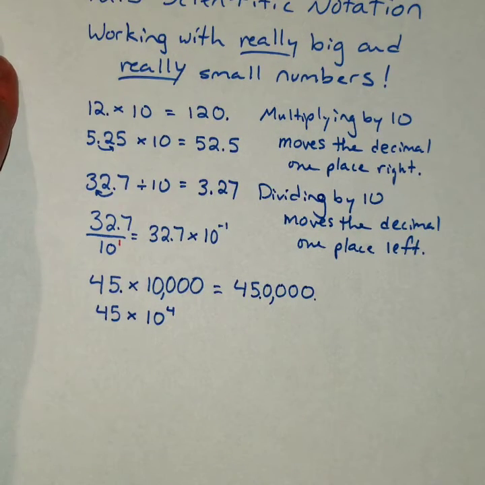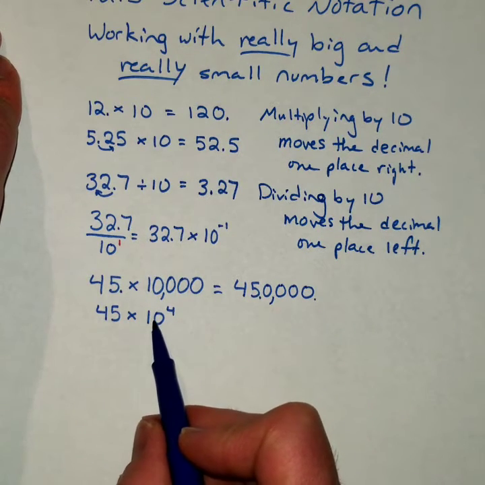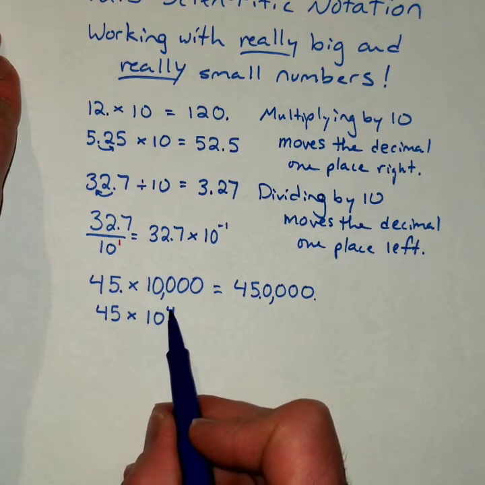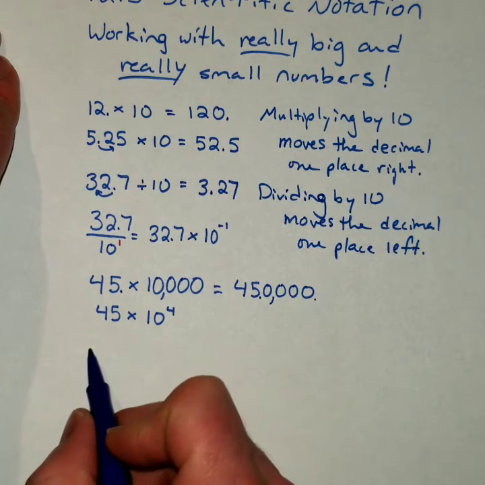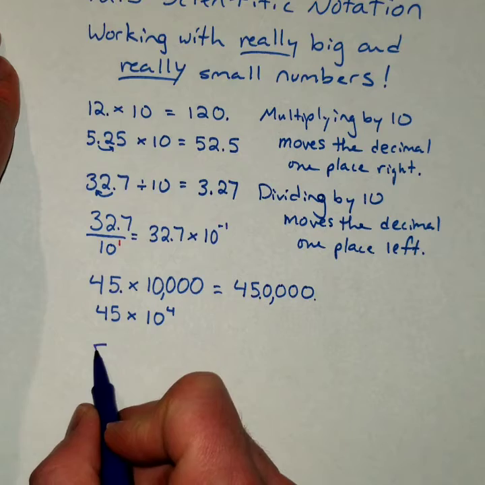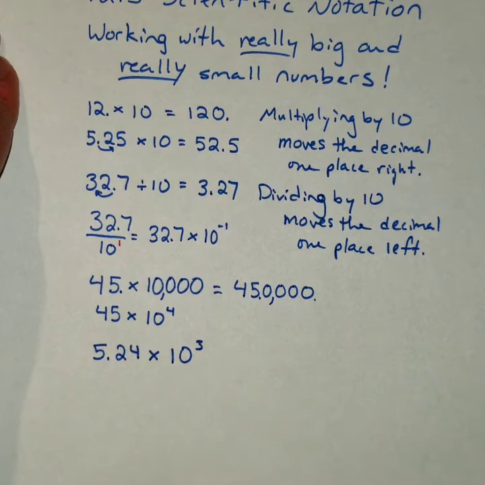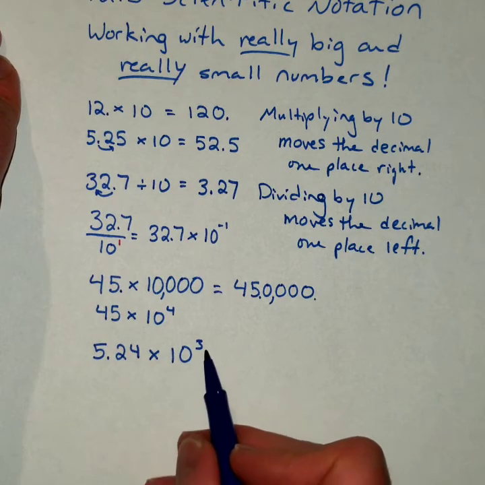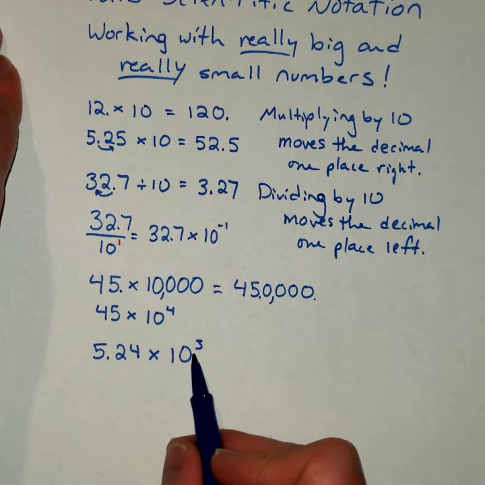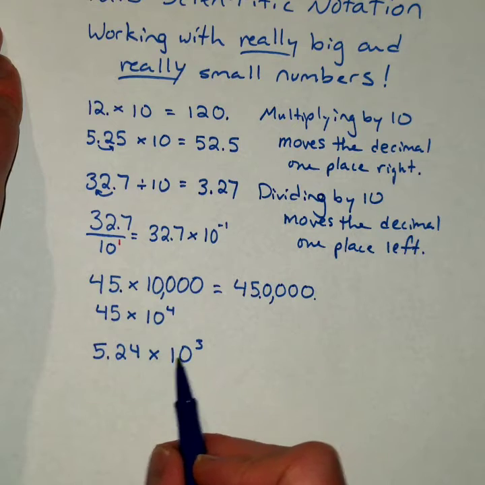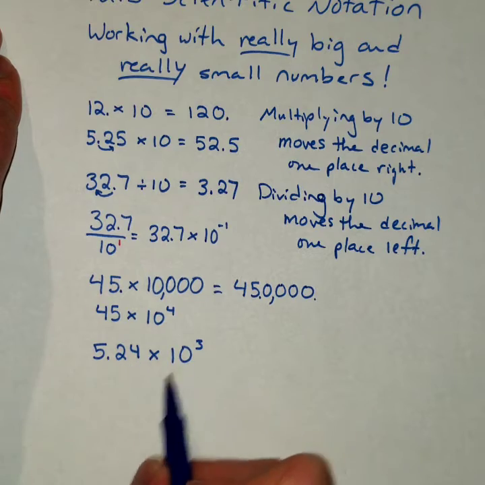So scientific notation is a notation that includes a power of 10, either a positive power or it could be a negative power, along with a decimal number. So scientific notation would have something like 5.24 times 10 to the 3rd. Okay, and so what we're really doing here with 10 to the 3rd is we're multiplying by 1,000, because 10 to the 3rd is 1,000, and that moves the decimal 3 places. So moving the decimal to the right 3 places.